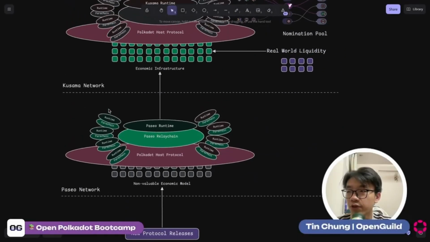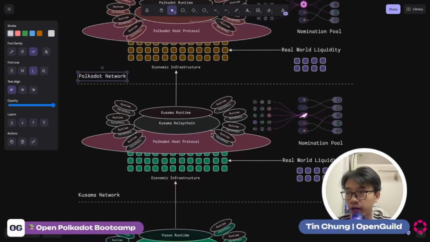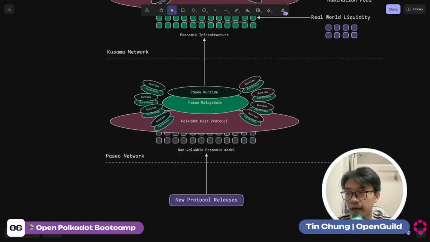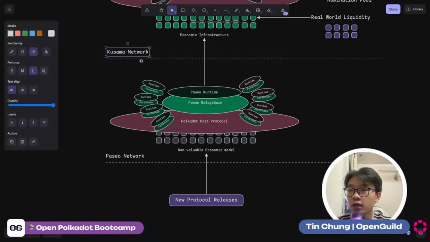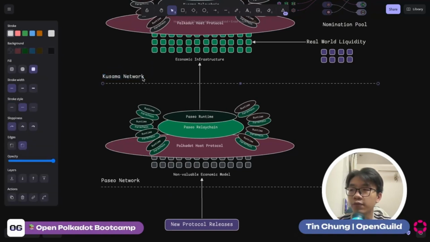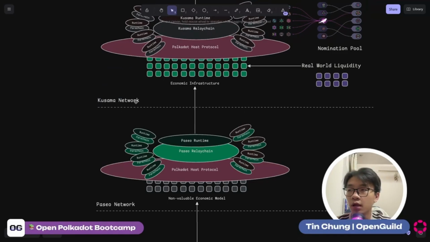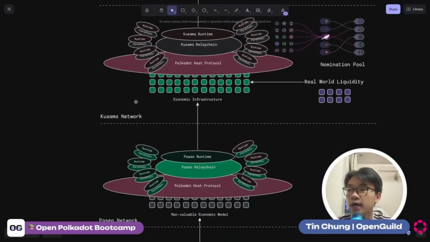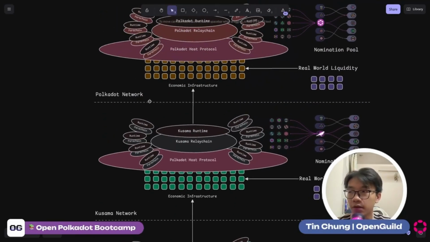What is the difference between the networks? Polkadot is the mainnet, and we all know that. Paseo is a testnet. Kusama is a Canary network. In Polkadot, the concept of a Canary network might feel a bit strange if you are a developer from another blockchain ecosystem. In other blockchain ecosystems like Ethereum, you have Goerli and Sepolia, the testnets, and you only have the concept of the testnet and the mainnet.